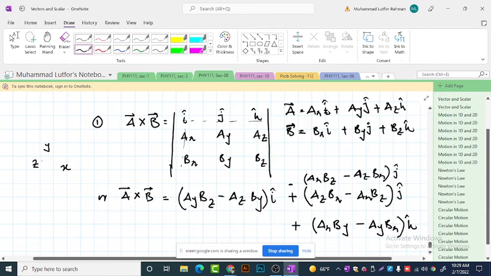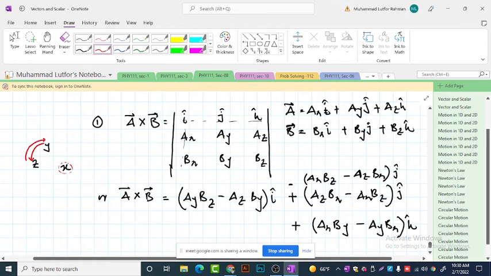When I am using this coefficient of x, I take the other two coefficients, y and z. I write down first vector ay into bz, which I am moving in the counterclockwise direction, minus az by. Right now I am moving in the clockwise direction, that's why it's a negative. When I write down the x component, the coefficient of x, I will start with ay bz minus az by. This is the first quantity.